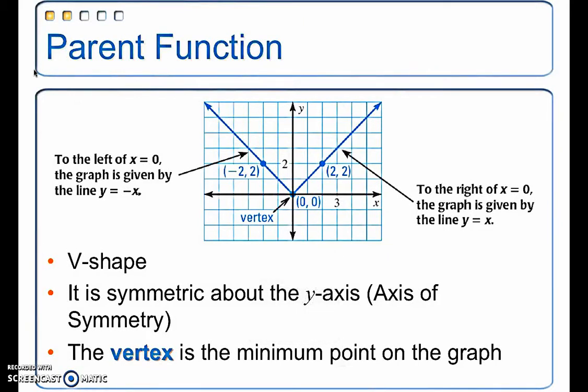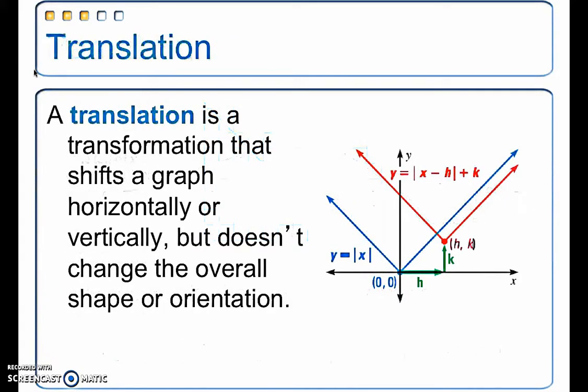Finalize our understanding of the absolute value parent function and transformations. So we know the absolute value looks like a V with a vertex normally at (0, 0), and points like (2, 2), (-2, 2). On the Desmos video, some translations, some general transformations.